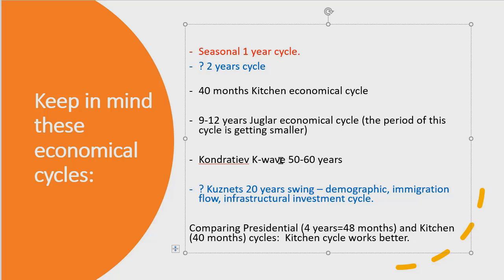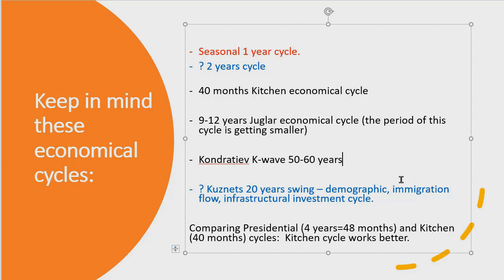Another cycle, this is the Kondratiev wave. 50-60 years cycle, but from my understanding, we do not have enough price history to make any conclusion regarding this cycle. It's too long. Another, it's the Kuznets 20 years cycle, 20 years swing. Kuznets states that this cycle is related with demographic changes, immigration flow, and this immigration flow changes infrastructural investment. This is a 20 years cycle.